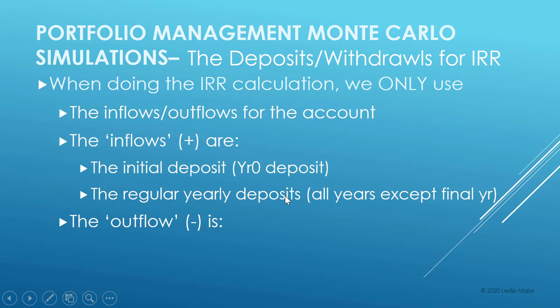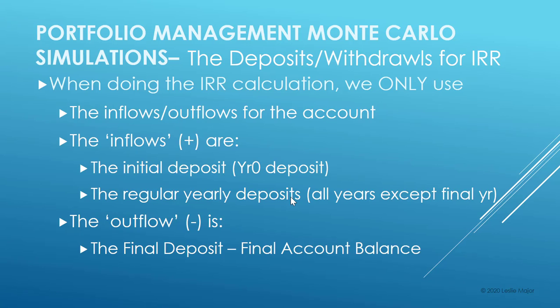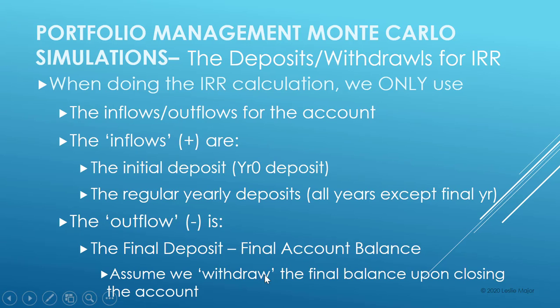The outflows, this seems a little bit counterintuitive. We need this to have things balance out. So our final deposit minus our final account balance will be our one outflow. This seems a little bit funny, but what this is, is the following. We have to assume that we withdraw the final account balance.